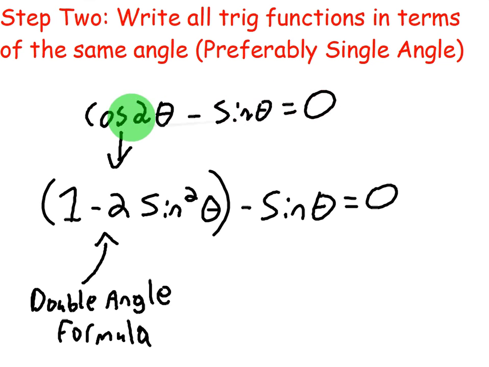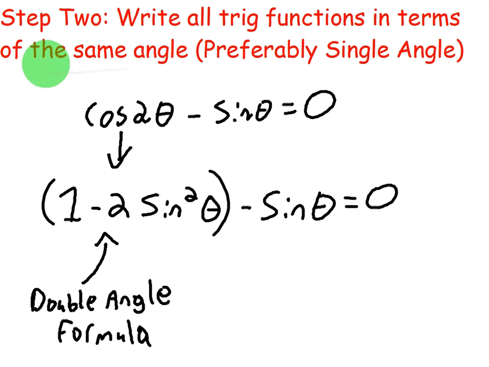Because we want the entire equation to be in terms of the same trig function, we're going to use the double angle formula pertaining to sine. That is that cosine of 2 theta is equal to 1 minus 2 sine squared theta. And of course, over here on the right, it stays the same. So now we have 1 minus 2 sine squared theta minus sine of theta, and we've completed step 2 because we've written everything in terms of one trig function, namely sine of theta.